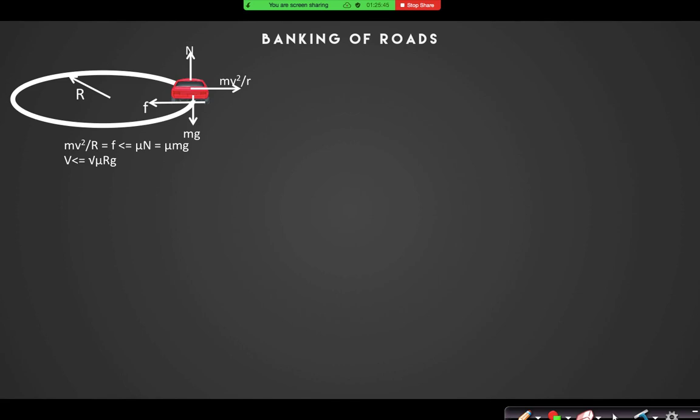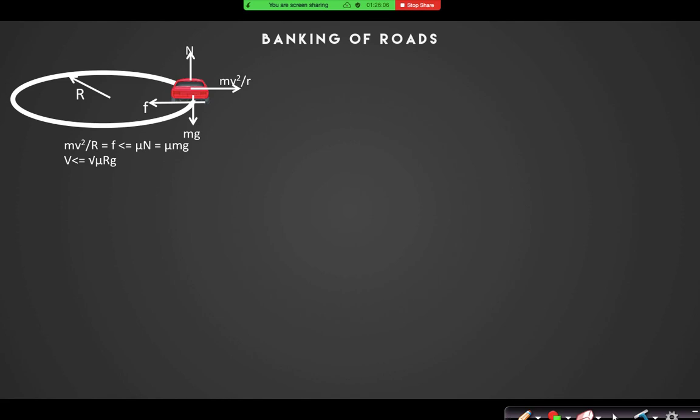Yes. Why is the friction inward? Because if the car is moving, there must be some force which is holding that car towards the center. Otherwise, the car will move away from the center. So that friction here is acting as a centripetal force.